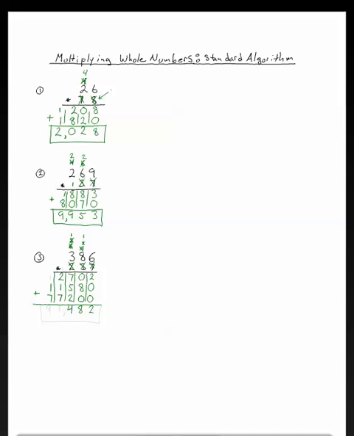So we write down our 4, carry our 1, and now we've got 1 plus 2 is 3, 3 plus 1 is 4, and 4 plus 7 is 11. So we write down our 1, carry our 1, and now 1 plus 1 is 2, and 2 plus 7 is 9. So our final answer is 91,482.